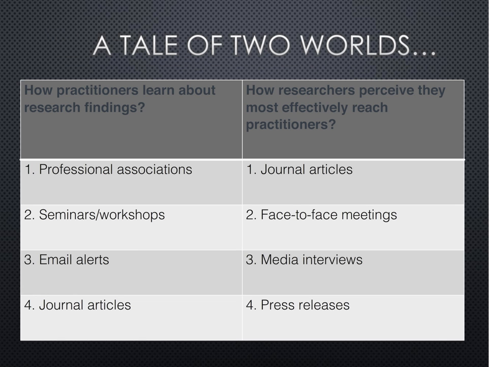Did your answers match? Here are the results of a survey which looked at the top 4 ways that practitioners learn about research findings and the top 4 ways that researchers perceive they most effectively get information out. What do you notice? There is a clear discrepancy between how research is being disseminated by researchers and how practitioners are getting their information. What does this mean?